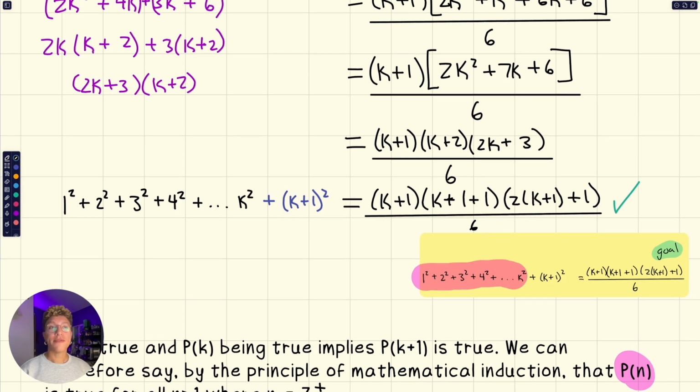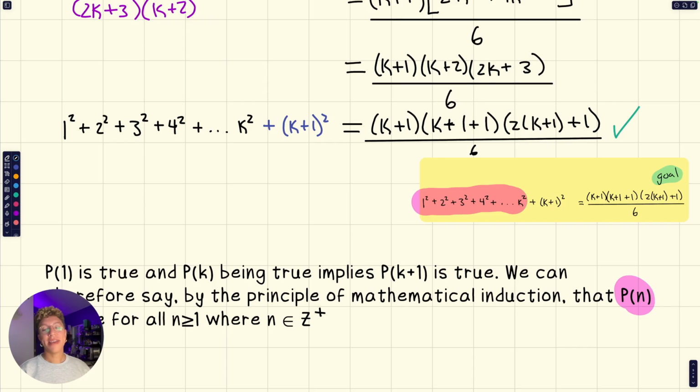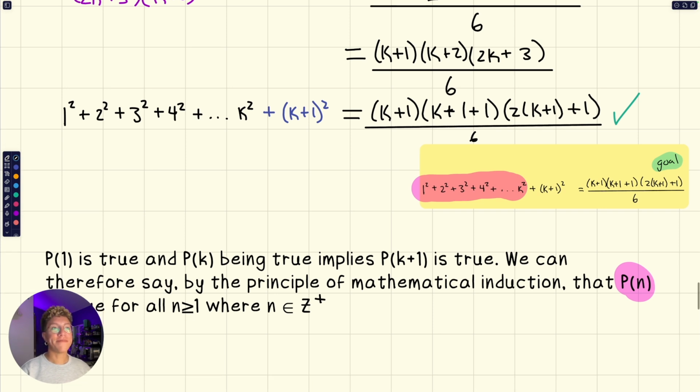You are complete with the proof, and you put your statement. Again, the base case is true. The consecutive case is true whenever the general case is true. Therefore, by mathematical induction, we are complete and done with this proof.